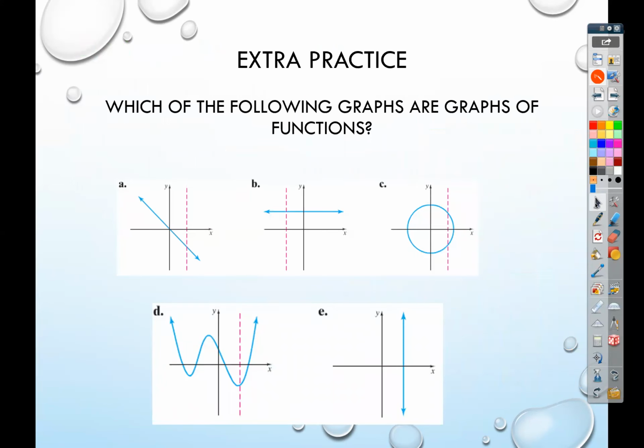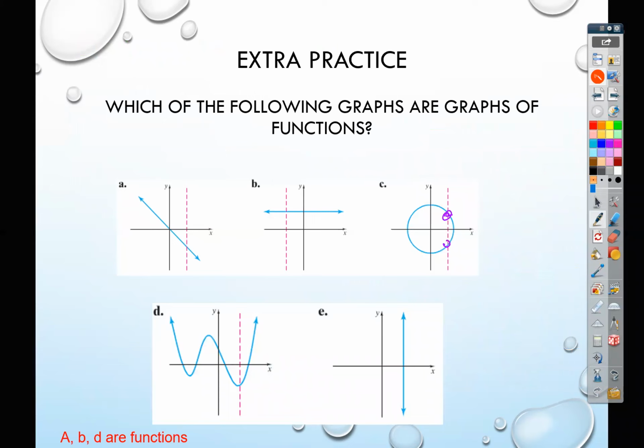So which of the following graphs are the graphs of functions? So which one of these are functions? So A, B, and D are functions. C is not because it intersects right here and here. And E, it has an infinite amount of places that it's going to touch on a vertical line. Now, D, you might say this looks like it goes vertical, but it never actually is completely vertical. So A, B, and D are all functions.